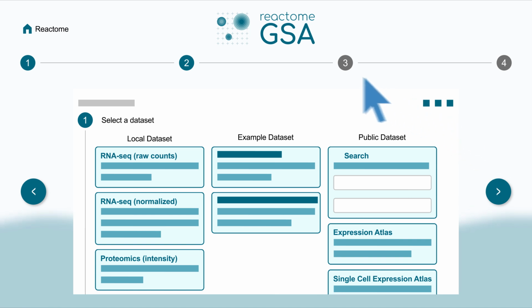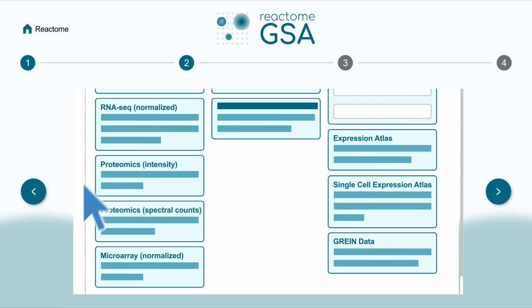For example, you can upload RNA-seq data in raw or normalized formats. We also have options for proteomic data or microarray data. Reactome GSA enables comparisons to publicly available datasets that other researchers have uploaded to databases, such as the EBI Expression Atlas, EBI Single Cell Expression Atlas, or NCBI GEO data.